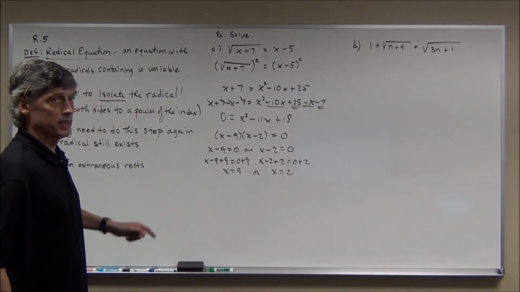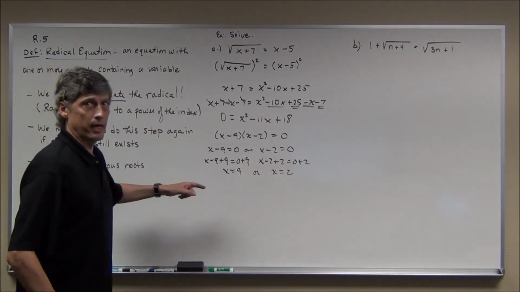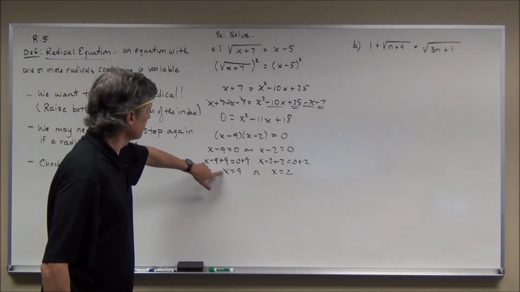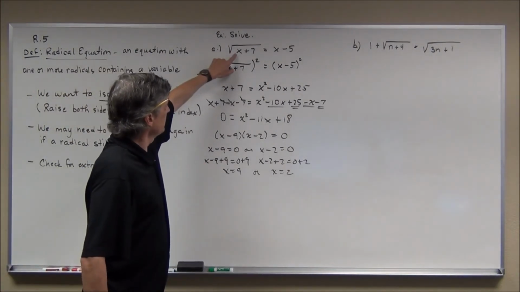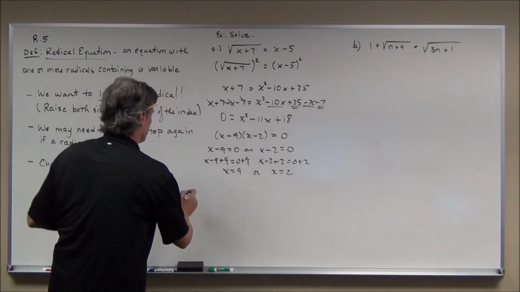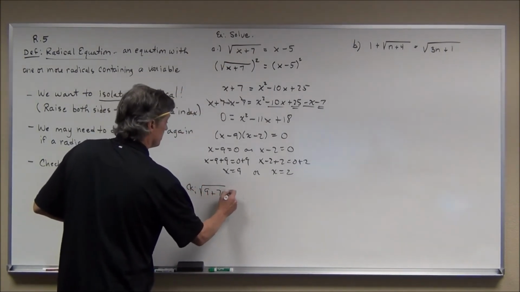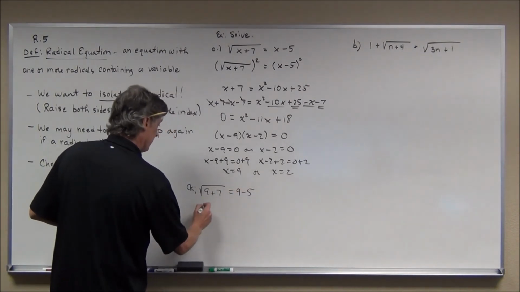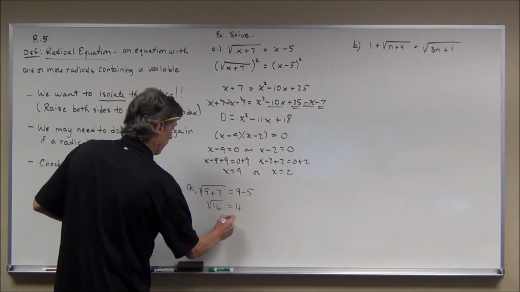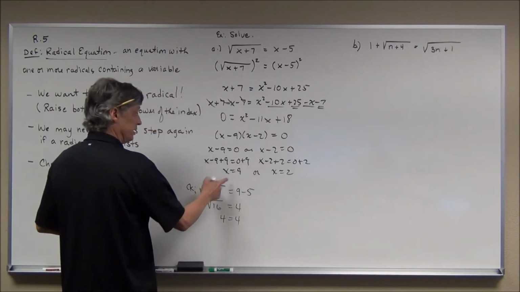If I go back to this problem here and I plug 9 in for x, this is a check. I have the square root of 9 plus 7 is equal to 9 minus 5. The square root of 16 is equal to 4. I get 4 equals 4. This answer looks pretty good.